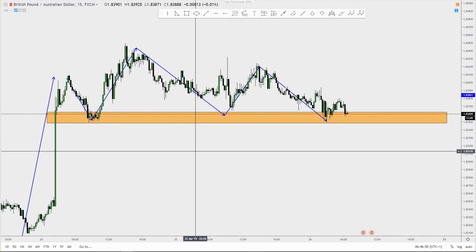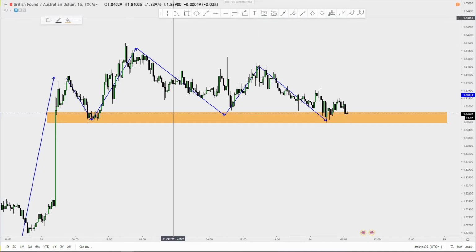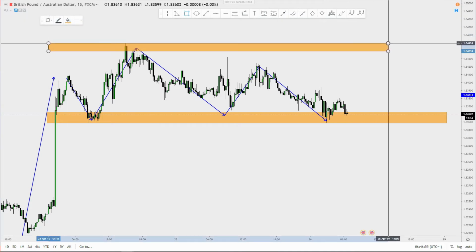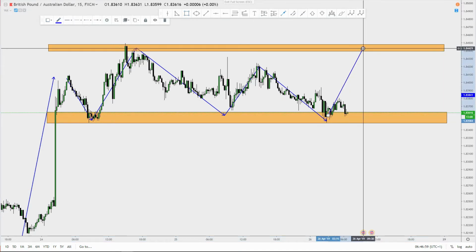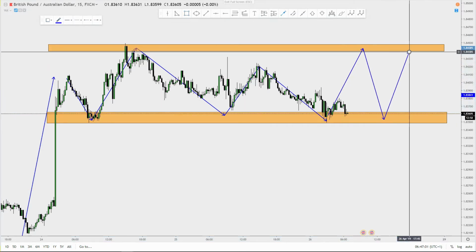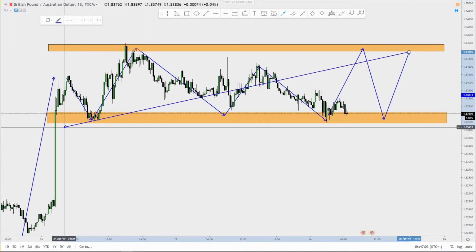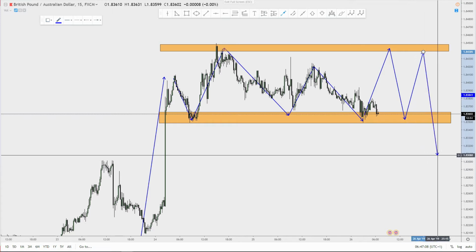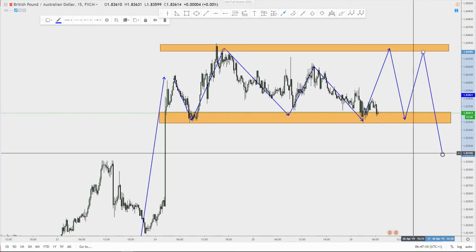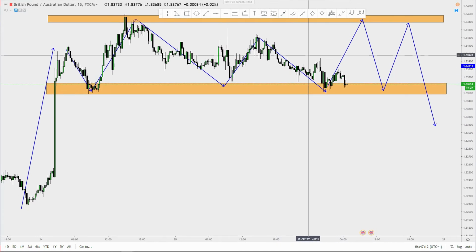So what am I expecting from this pair? Well, this may continue. But ultimately, I'm looking for a manipulation of this level here with a potential drop down to here. As we all know, this is a pound pair.